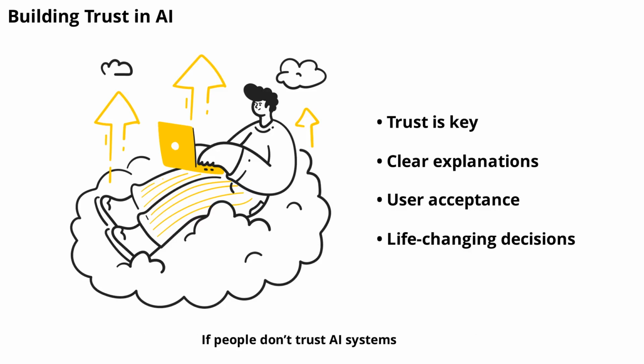Trust is essential when it comes to adopting new technologies. If people don't trust AI systems, they're less likely to use them or rely on their recommendations. Explainable AI bridges this gap by providing clear, understandable reasons for each decision. When users can see and comprehend the logic behind AI outputs, they are more likely to accept and benefit from these technologies. This trust is especially important in industries where decisions can have life-changing consequences.